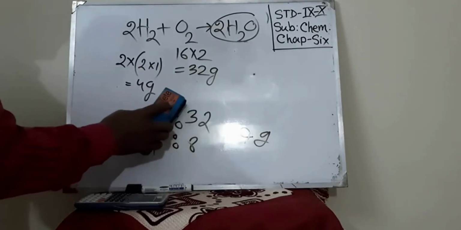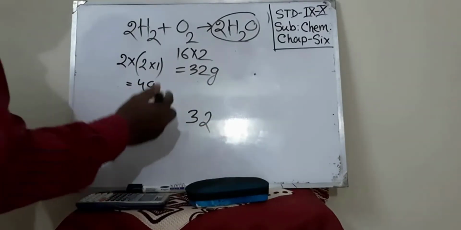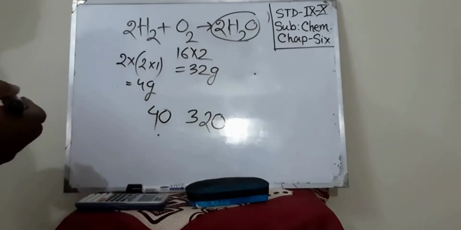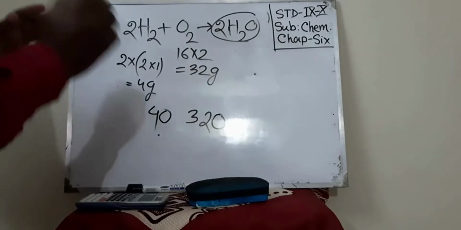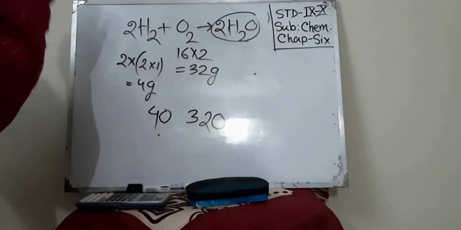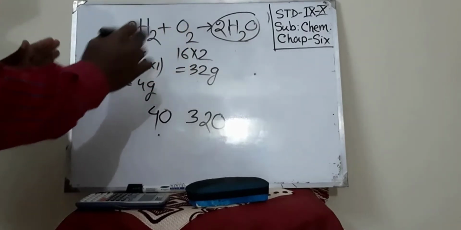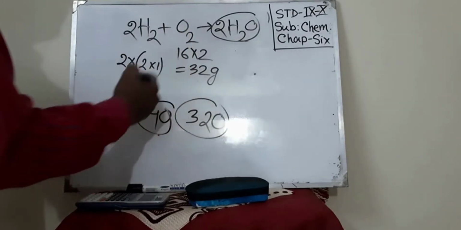But if you take, suppose, 440 gram, then you need to take the corresponding amount here, then the reaction will be completed and you won't get any reactant left over. No reactant will be left because the ratio is okay.